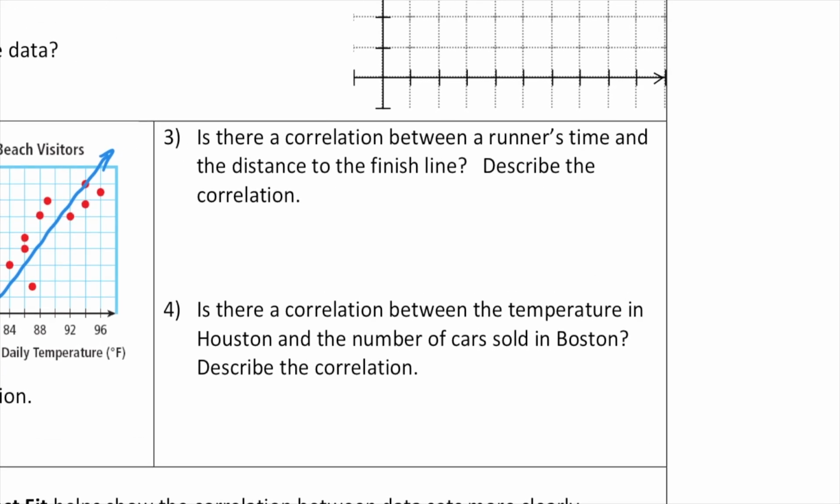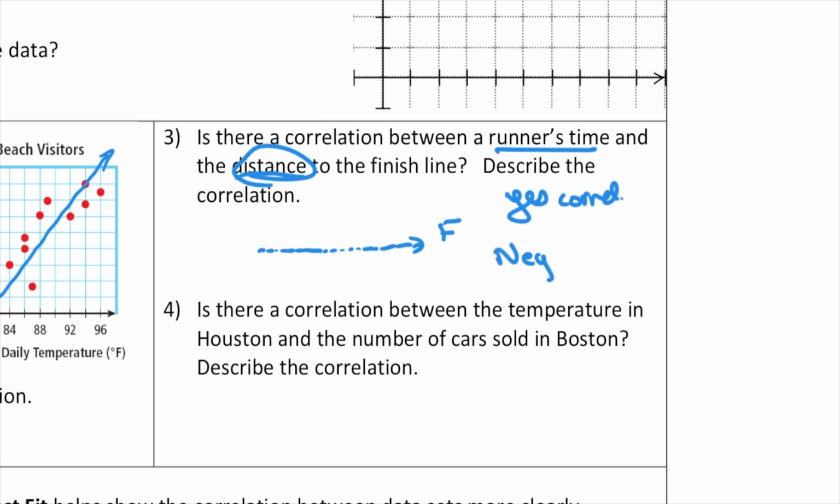So when you think about a runner's time and the distance to the finish line, would you think that there is a correlation? Let's think about that. If you have a finish line and the amount of time that a runner is running, as time goes on, the distance that you're going to go is getting smaller. So yes, there is a correlation, but be very careful. This correlation is negative because the distance is getting smaller. So we have a negative correlation.